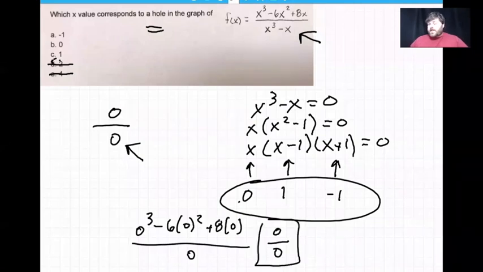Now, if I test 1 and negative 1, you'll see that you don't get 0. Just plug in 1 for x, you'll see you don't get 0. That means there's an asymptote at those values. Alternately, I guess I should say that B is my answer. 0 is the number that makes a 0 on bottom and on top when I plug it in.